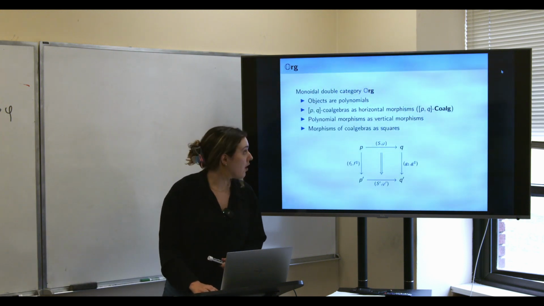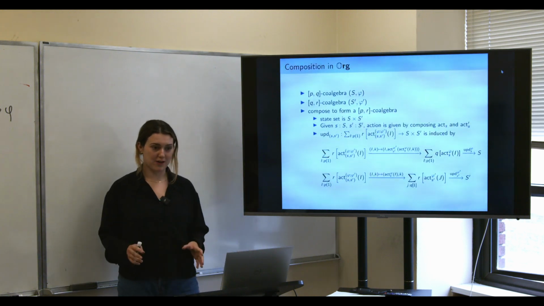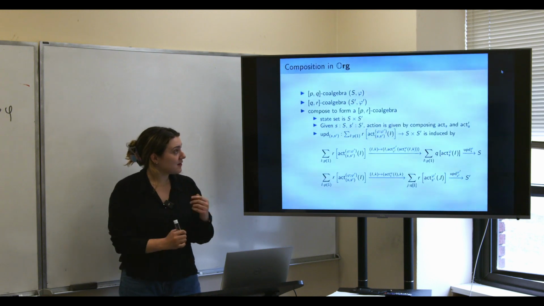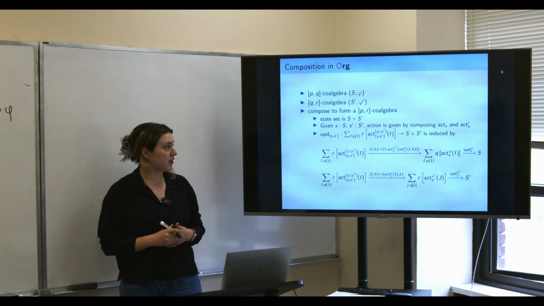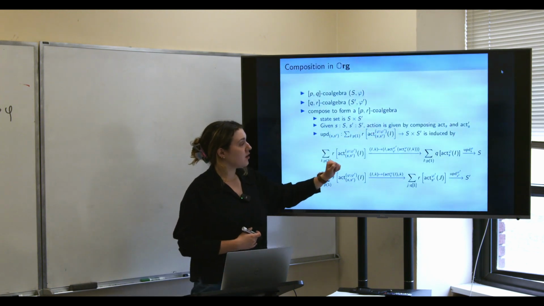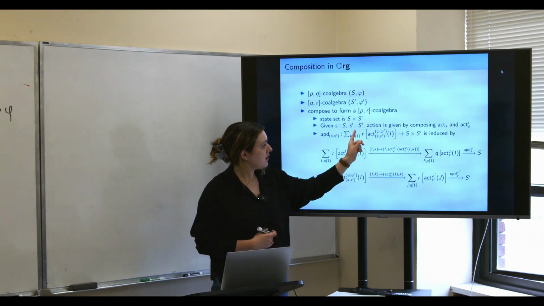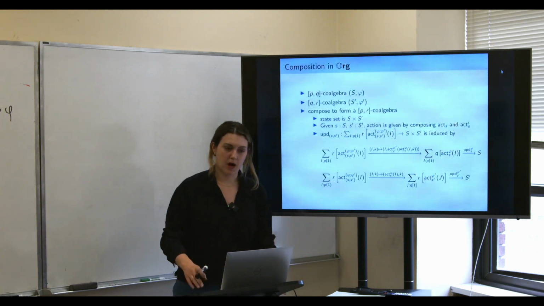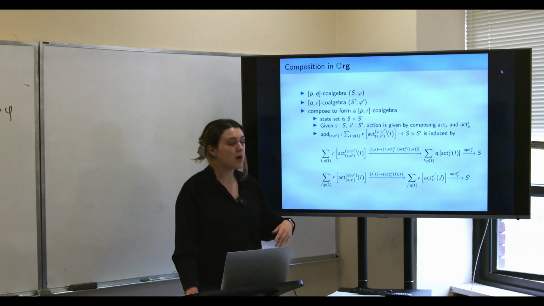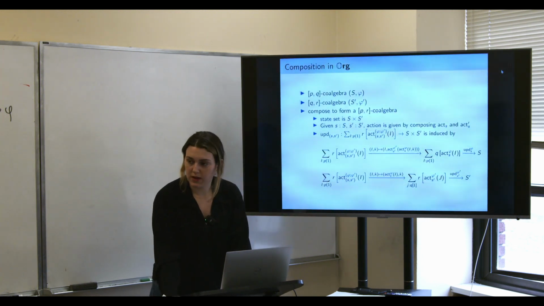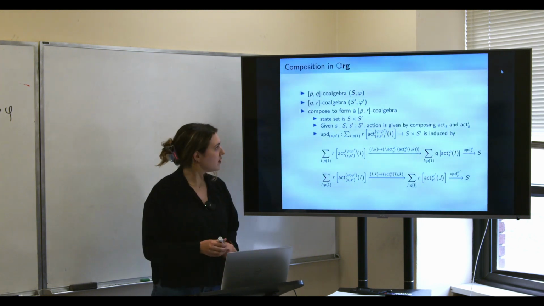Okay. So I'm going to tell you how to compose things in Org. This is a very wordy slide. Essentially, to compose a PQ coalgebra and a QR coalgebra to form a PR coalgebra, you're going to take the product of the state sets, your action is going to be given by just composing the action polynomial morphisms that you get, and then update is induced by these two expressions. We're not really going to need to go into the weeds of how you compose coalgebras. For now, I just want to present the formula.